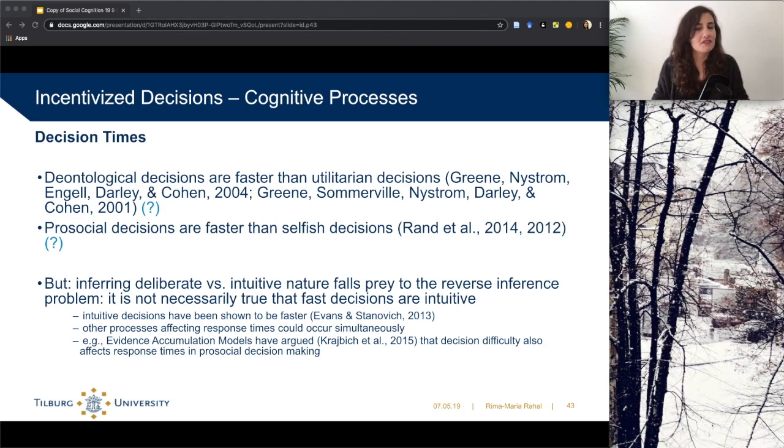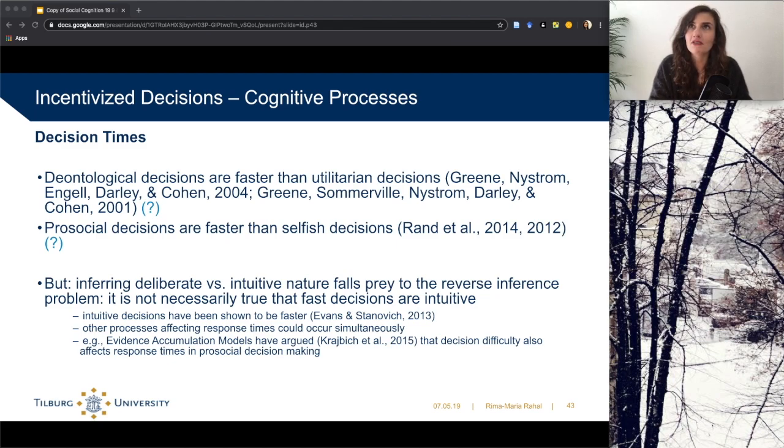Saying something is faster than the other is easy, but then making a step further and saying that because it's faster, it is the intuitive or the deliberate decision, that's a shakier conclusion, and there might be alternative explanations for that.